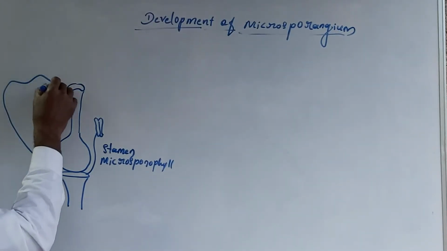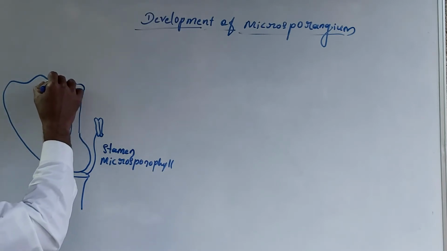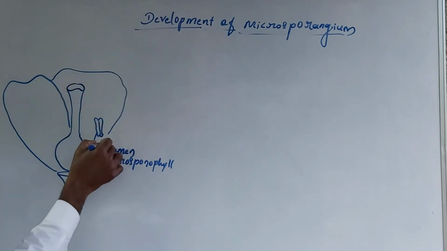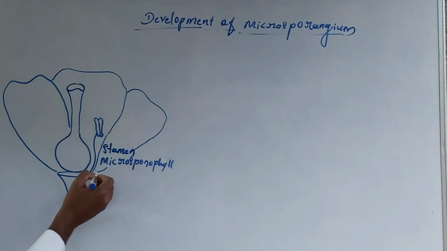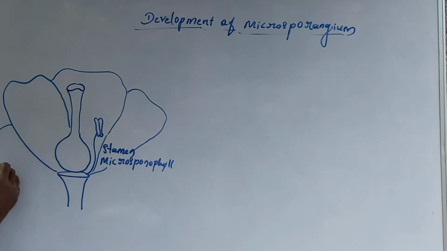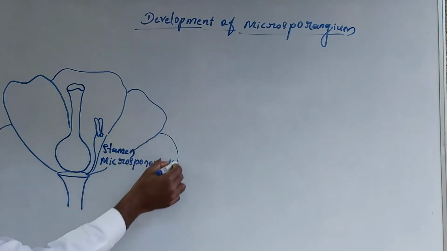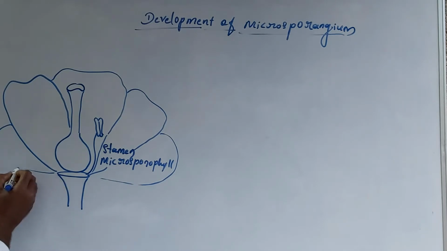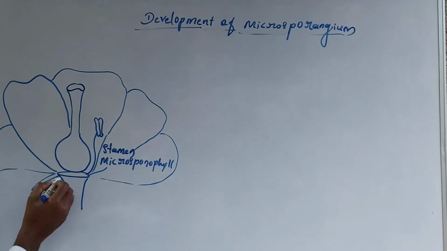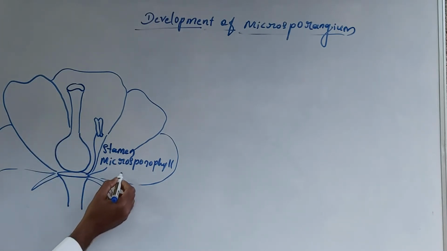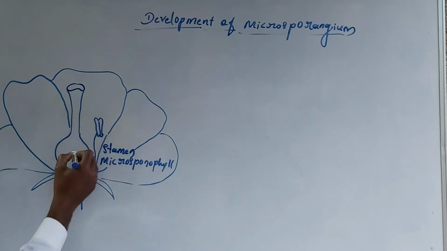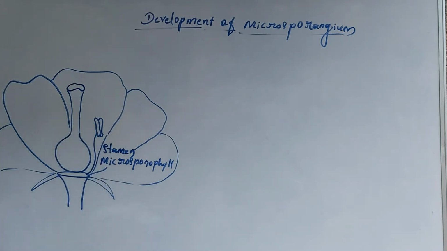These are the petals, like this, and the sepals like this. The typical flower has the pedicel, the sepal, the petal, the androecium and the gynoecium. This is the microsporophyll, also called the stamen.